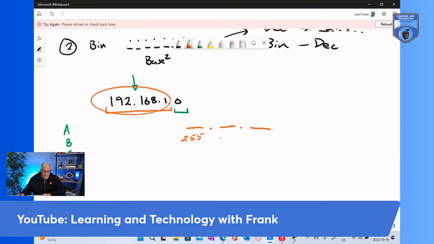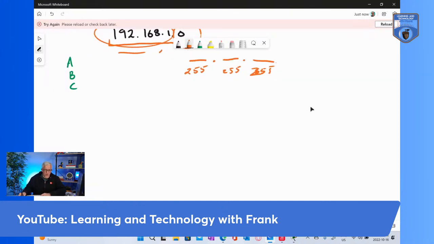It's 255, 255, 255. And that's going to be what begins this network, the subnet here. So I'm really only concentrating on subnetting that last octet. And what we're going to do when we subnet that last octet is go in and take those 8 bits that we own.